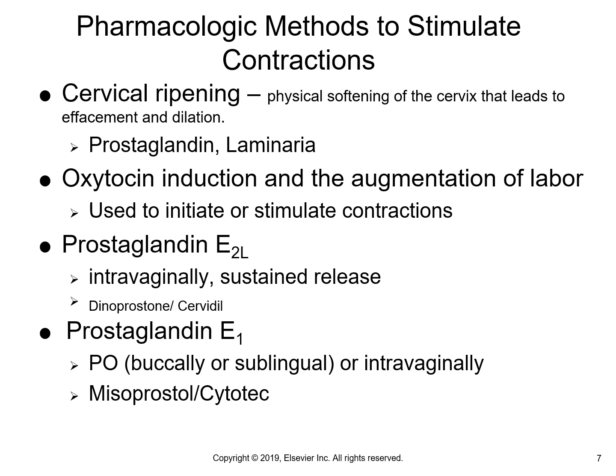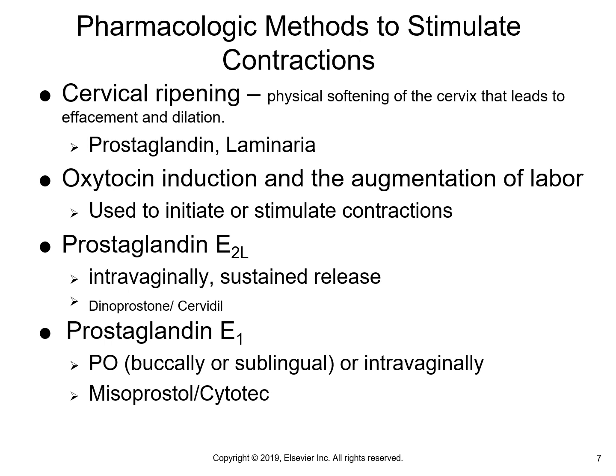And then we also give the oxytocin. Oxytocin is for the induction and augmentation of labor. Oxytocin is the one that helps the uterus to contract. This one is used to initiate or stimulate the contractions of the uterus.